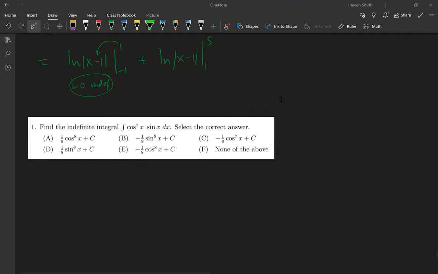Okay, this one here. The indefinite integral, cosine to the 7 x sine x dx. And we're about in the home stretch here. I'll wrap up the class in a little bit. But hopefully you're seeing some of the things that you need to brush up on.